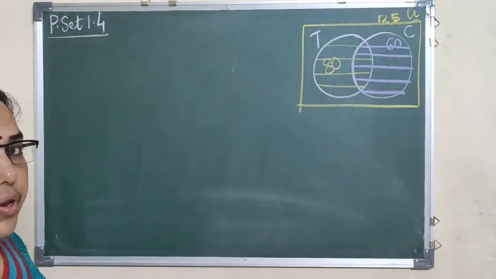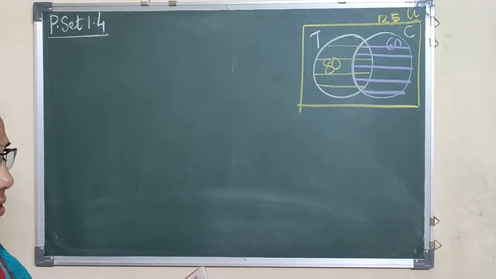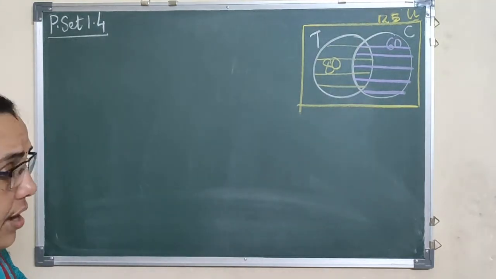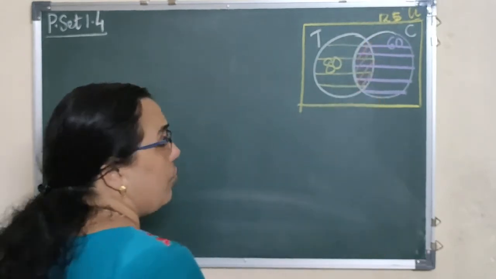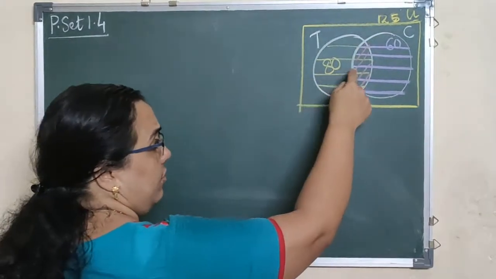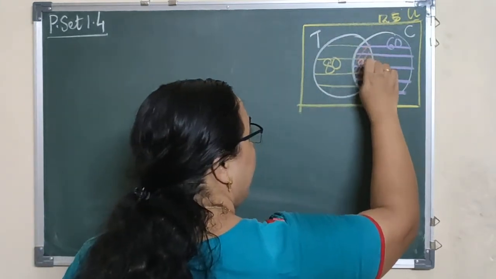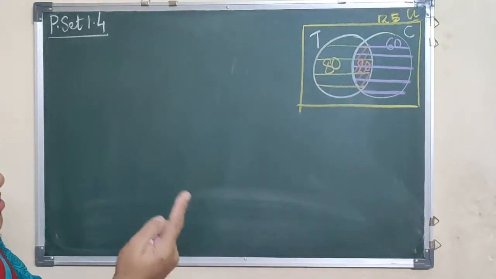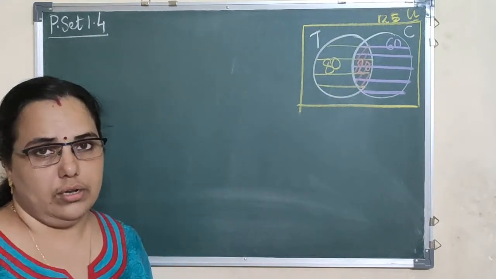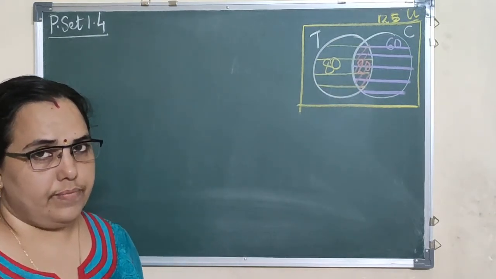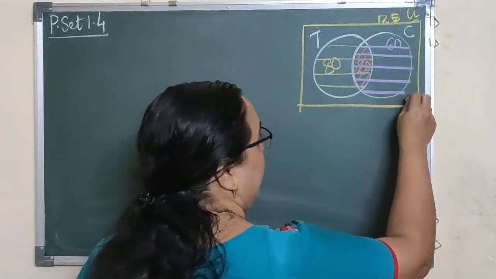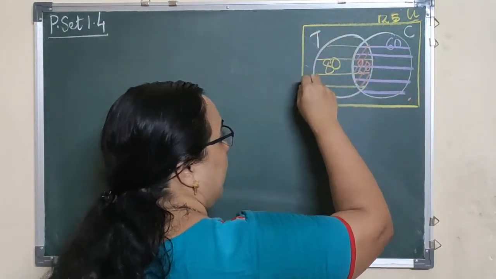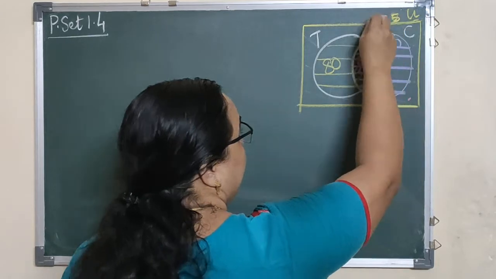Right? How many are drinking both? 20. Where are they? They are here. Now, when I took this 80, this 20 is included there. And even in that 60, this 20 is included. Is that very clear? Okay. Now, what do we have to find? We have to find the number of students who do not drink. So, where are they? They are on the outside.